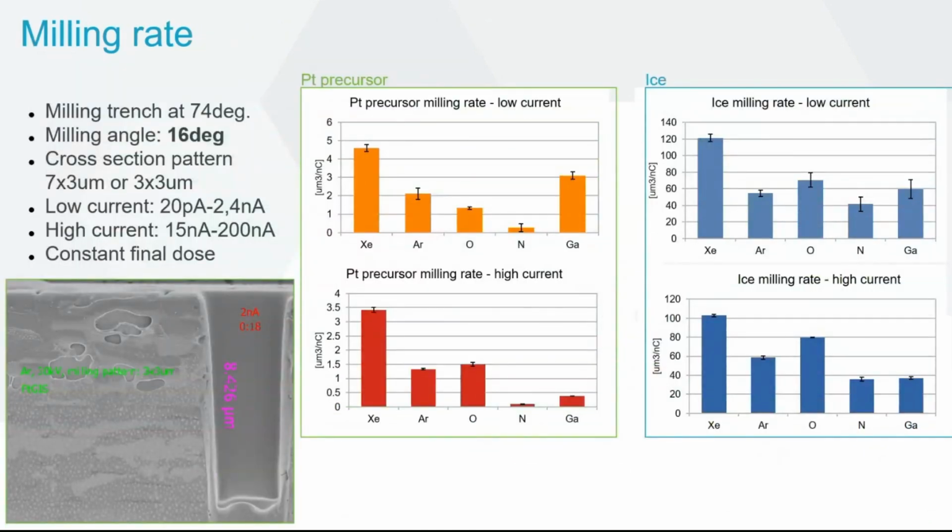Yeah, this is the milling rate. So there is a comparison of milling rates of different species. Xenon is fastest because of its high atomic number. Gallium also works for low current, but for high current it is really slow, probably because of energy spread, because of spot shape and spot size. It is important to know that these results are valid for our geometry. Milling rates heavily depend on the angles, and also the state of your precursor. So that was valid for the geometry we use.